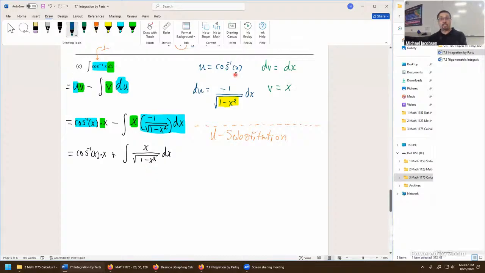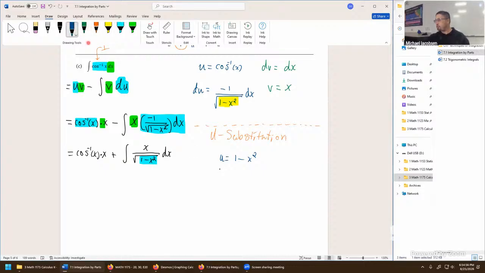Not the same as U in integration by parts. It's a new method, a new process entirely. I think of this U as being in a different scope as the original one. Purpose of this one is to solve that integral. It's 1 minus x squared.